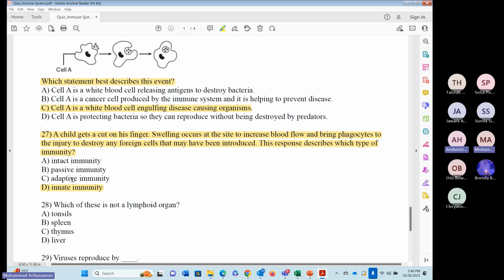Why not adaptive immunity? Because there is no activation of T and B cells. You can see this overall is an immediate response by phagocytic cells, so that is a component of innate immunity. Adaptive immunity needs to activate the T cells and the B cells. Clear? Okay.